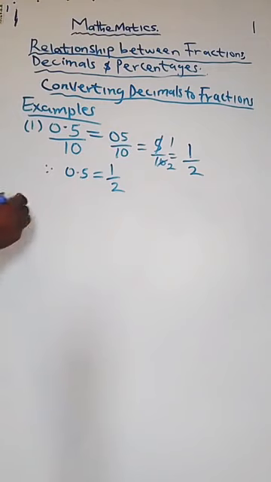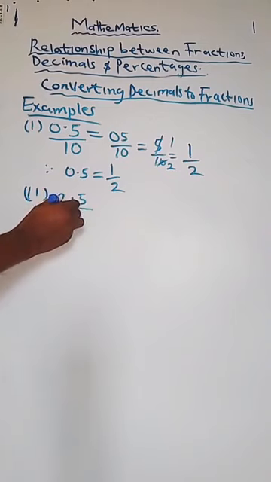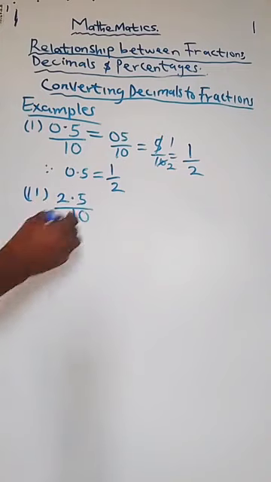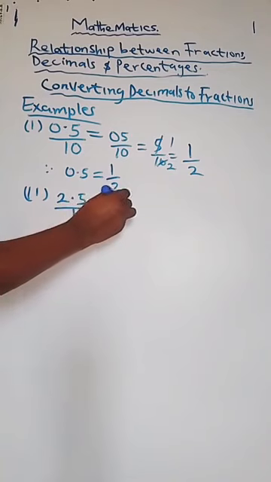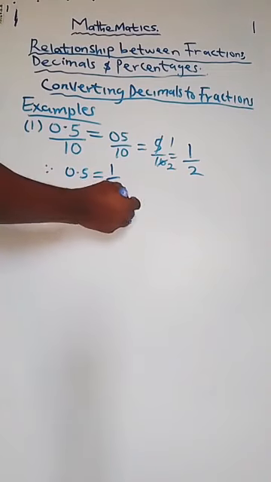Let's look at another decimal. Let's say you have 2.5. The same way, you underline it. This point, that's the decimal point, will be 1. The number after the decimal point will be 0. So in this one, we now have 25 over 10. Then this is an improper fraction. Then we can start cutting to the lowest.